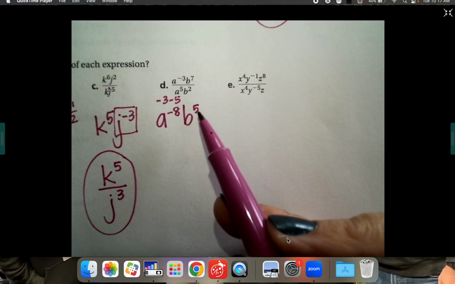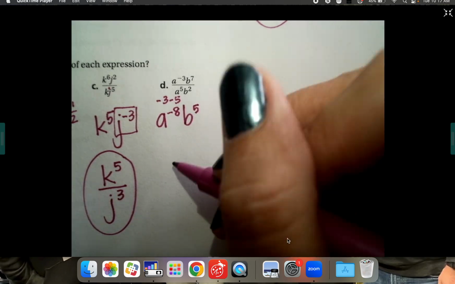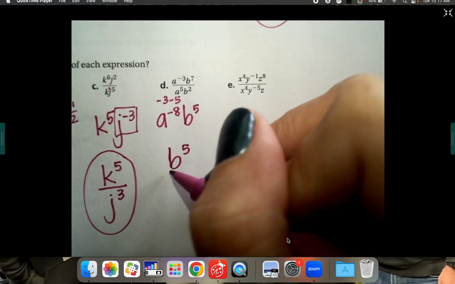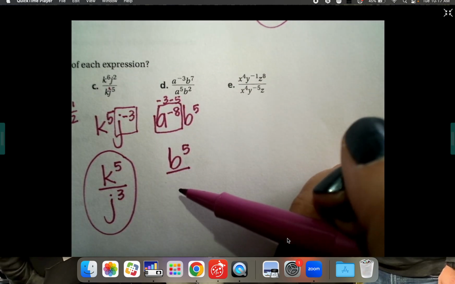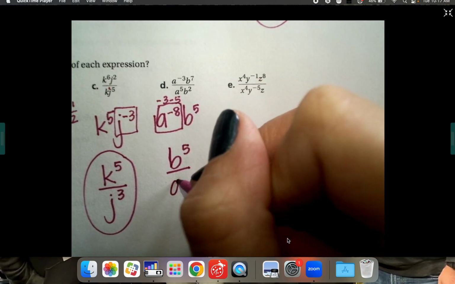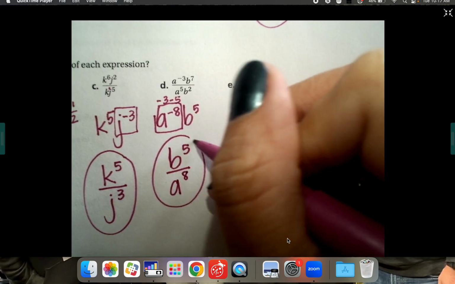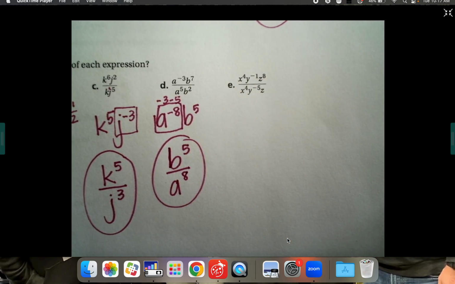Okay, so the b to the 5th is fine. We don't need to flip that. So b to the 5th is going to stay in the numerator. However, a to the -8 is going to have to flip to the denominator to become positive. And once you do that, it is positive. So b to the 5th over a to the 8th.